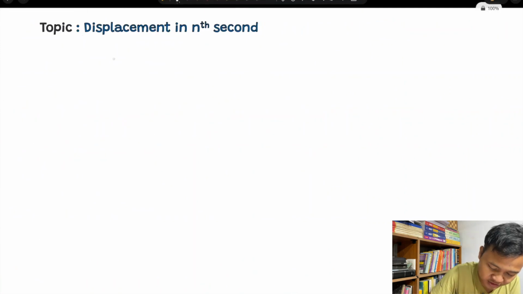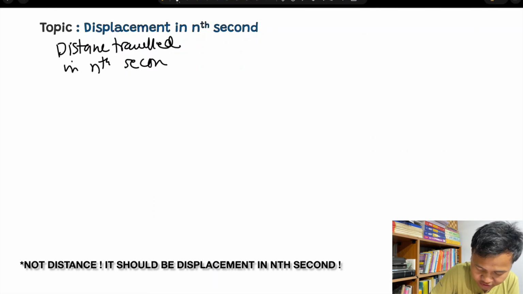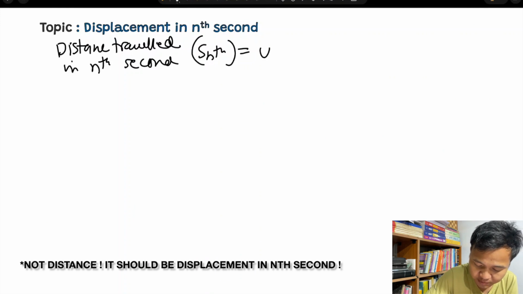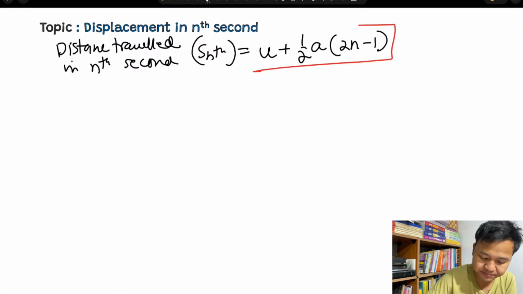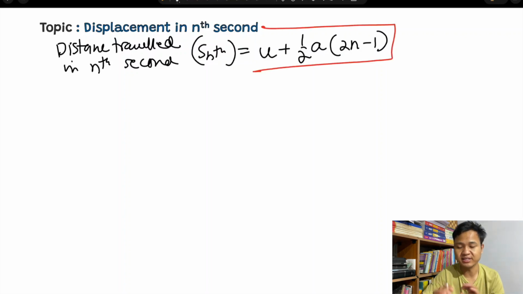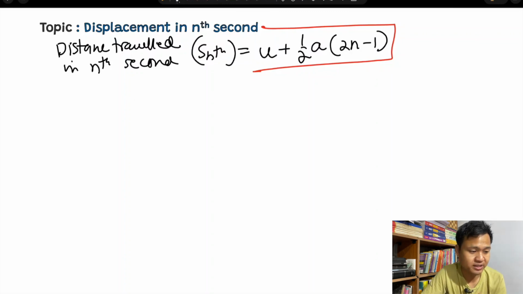Okay, so distance traveled, I'll write here, distance traveled in nth second, that is S nth. So this is equal to u plus half a into 2n minus 1, okay, so remember the formula. Then, here are one or two more points.